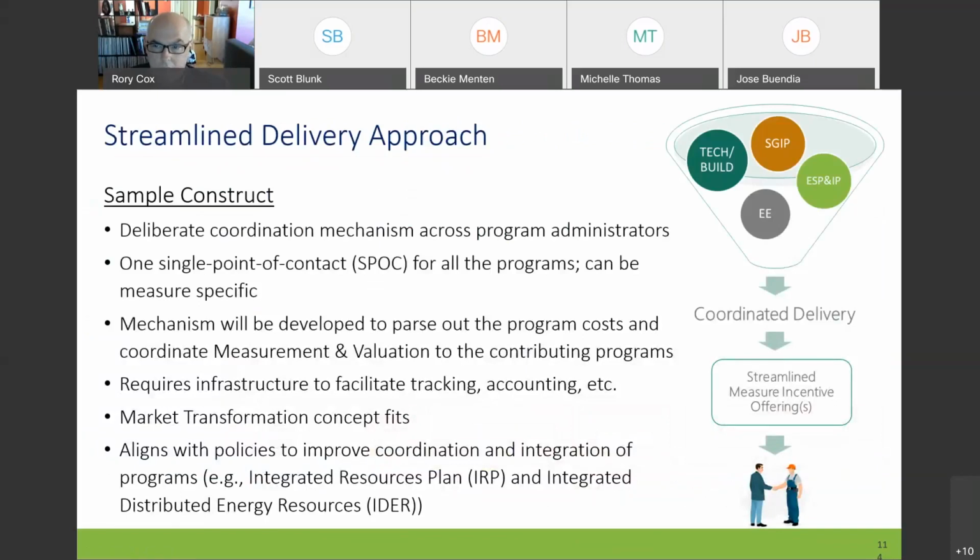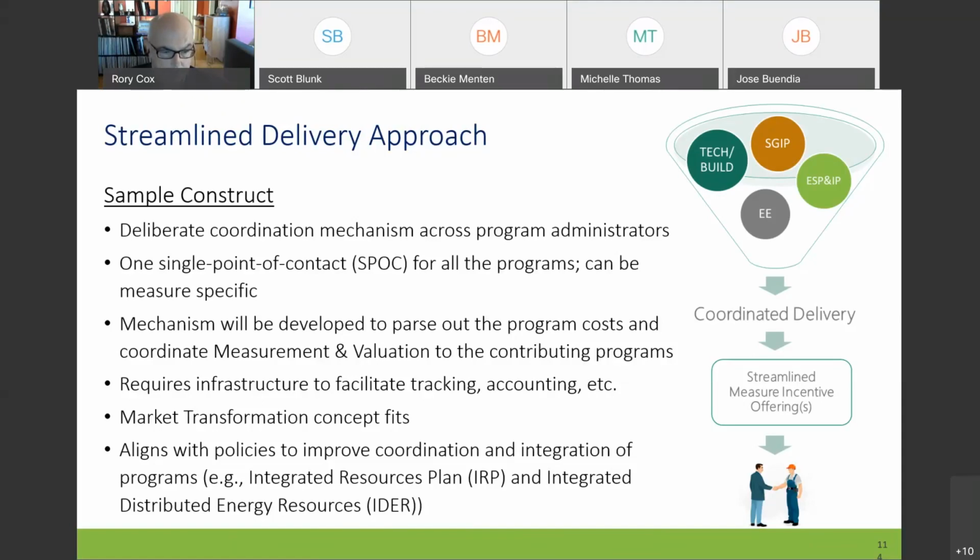So what we developed here is basically what a construct could look like for a streamlined delivery approach, right? We could have a deliberate, coordinated mechanism across all the programs. The example on the right has tech and build, SCHIP, ESP and IP, and EE. We could have a single point of contact or a single entry point for all programs, and it could be measure specific. It doesn't have to be holistic to a program. In the example that we're using with heat pump water heaters, we certainly wouldn't recommend this for the entire SCHIP program, but it could be for the heat pump water heater measure.